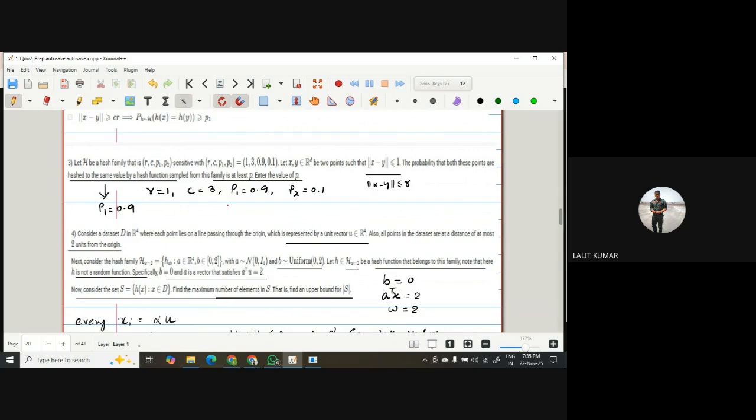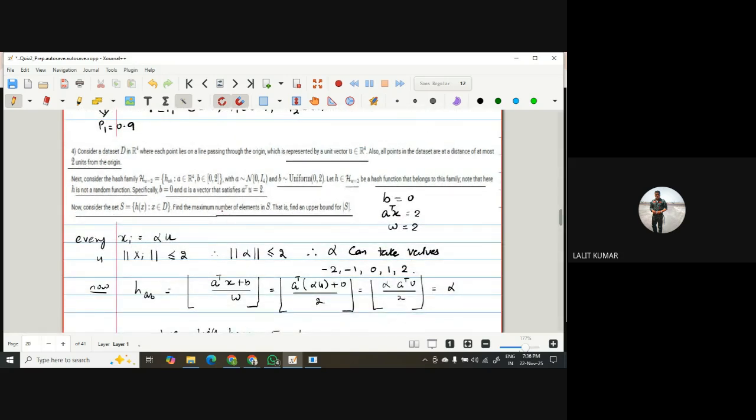Then again here R, C, P1, P2, they have given the values. They have given X, Y belonging to R^D, two points such that the norm of X minus Y is less than 1. The probability that both these points are hashed to the same value by a hash function sampled from this family is at least P. Enter the value of P. So see here, this is R, this is the norm of X minus Y. The probability that these are hashed to the same value by a hash function, that H(X) is equal to H(Y), will be equal to P1.